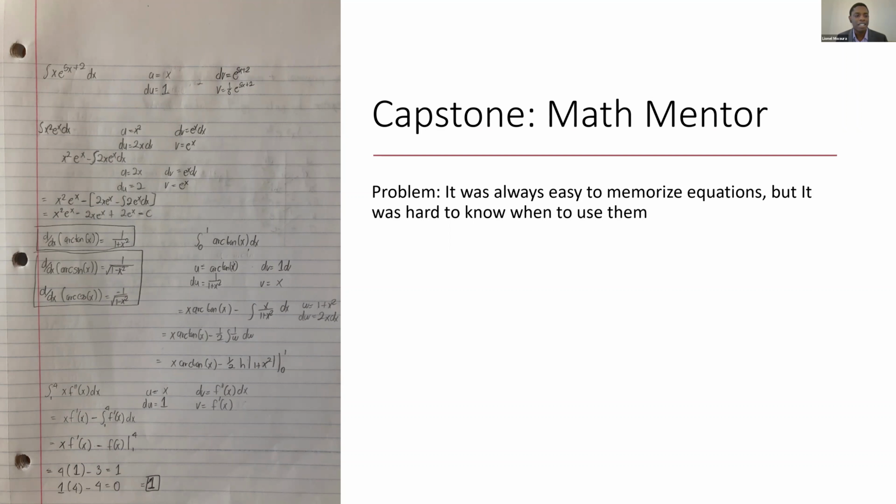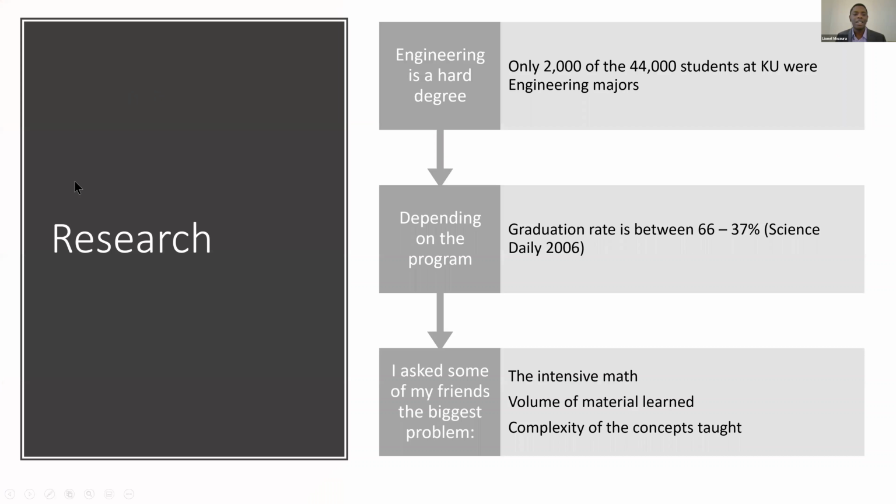This is a quick integration example using the constant e. As you can see, there's a lot of steps and it takes up the whole page, and the final answer is 1, which you can imagine my face when that was the final answer and I could have just guessed it. But moving on, to help me with my project, I did some research.